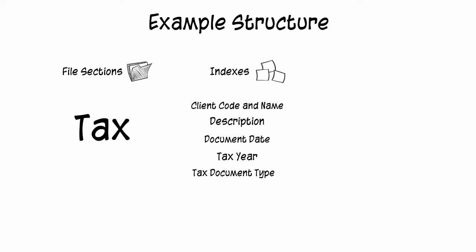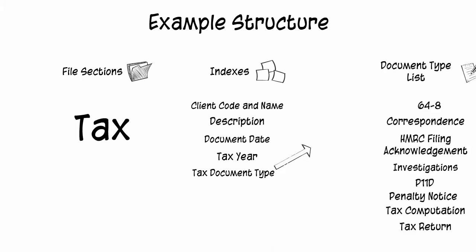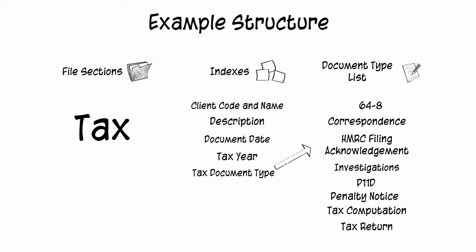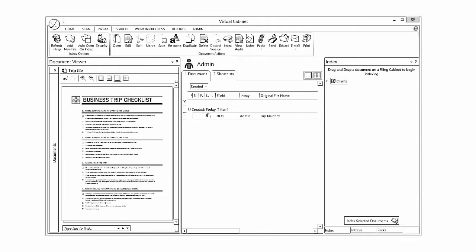So what will this do? Well, it will present users as they are filing a tax document with the ability to pick a tax year and document type that is pertinent to the document they are filing. These can also be configured as predefined lists that your users can pick and choose from, just to keep the choices common across the system and reduce user error. Okay, so that's our filing structure. Let's have a look at how this translates to Virtual Cabinet.